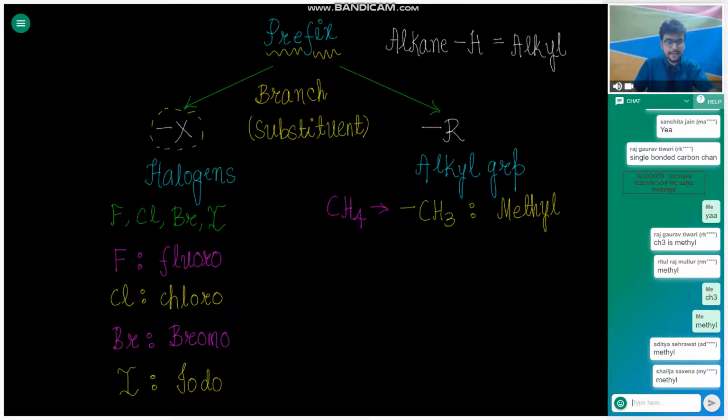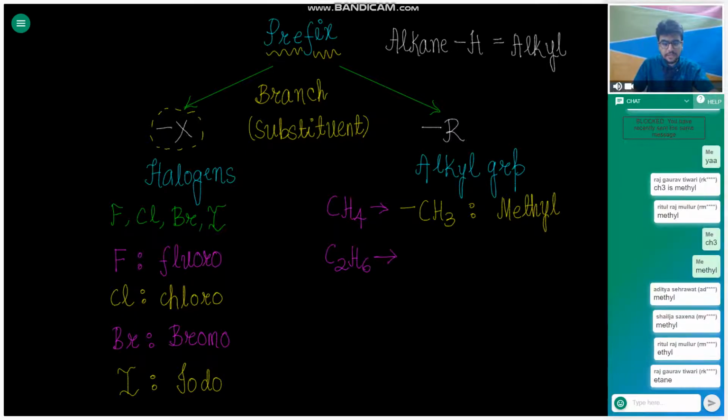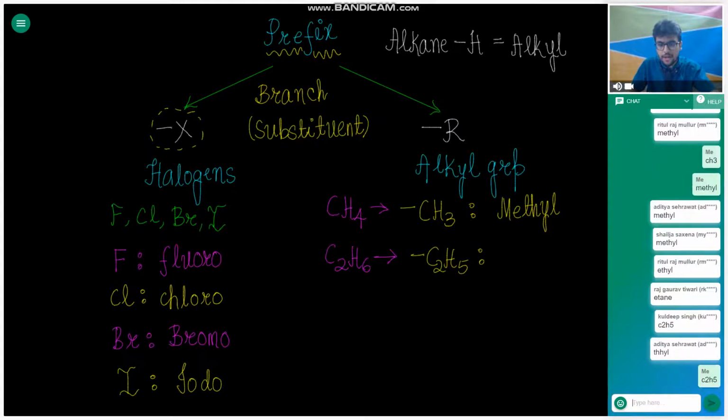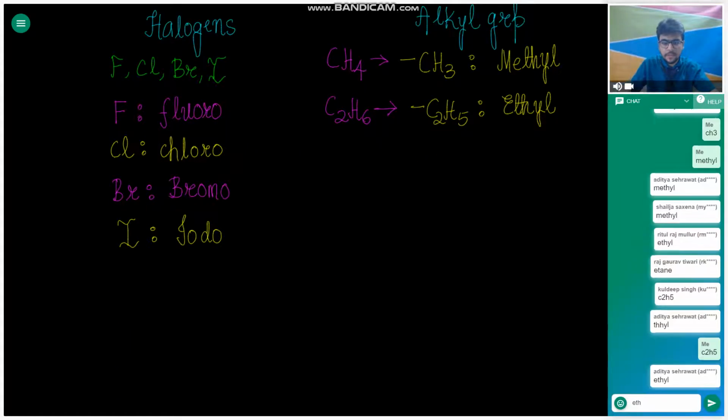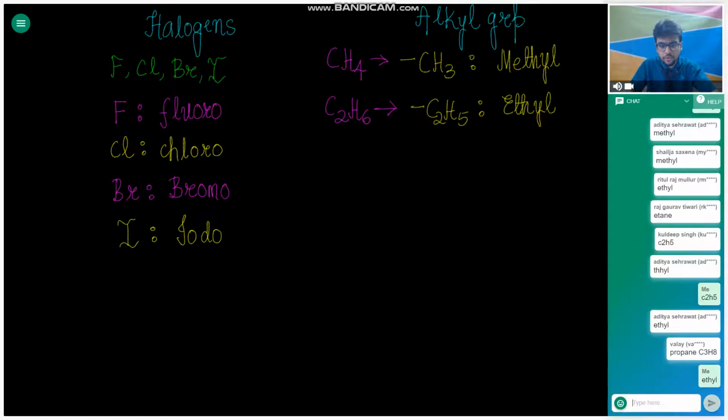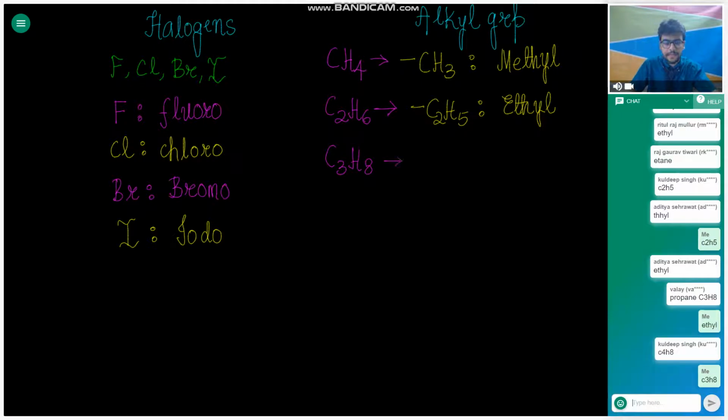Now, who can tell me what is the name of the next alkane? It is ethane, C2H6. From ethane, if I remove one hydrogen, I am going to get dash C2H5. So if the top one was methyl, what will this be called? It is going to be called ethyl. Now tell me, what is the name of the third alkane? It is C3H8. From this, if you remove one hydrogen, you are going to get dash C3H7.